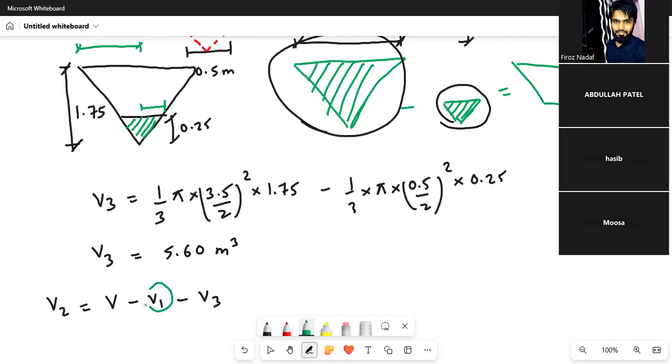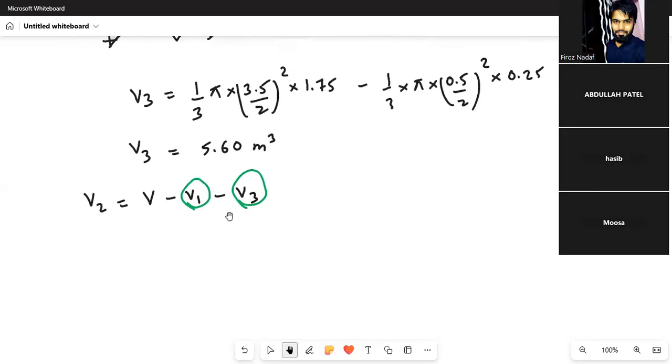So what have we gotten? We have found V1, and after that we found V3. What is V3? V3 is the volume of the hopper bottom. And what is V2? V2 is the volume of the middle portion of the bunker, that is the cylindrical portion. So you will get the value of V2 by this formula.